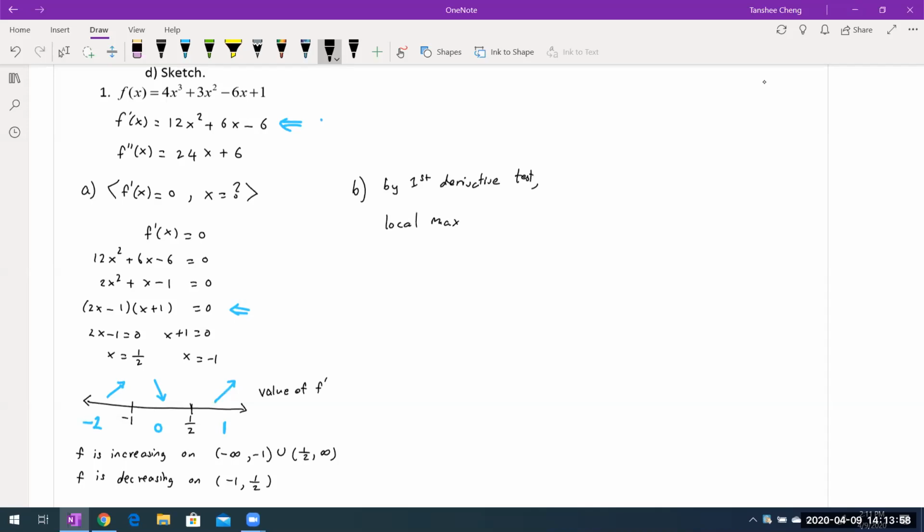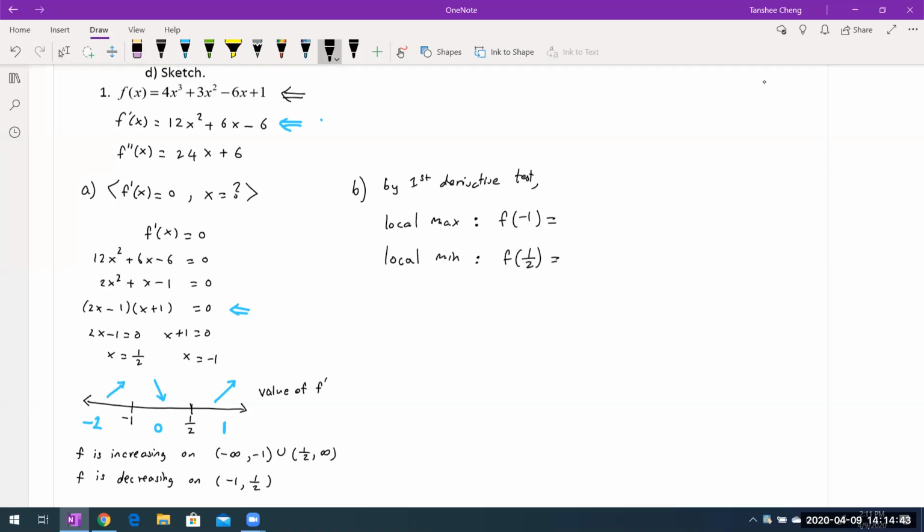we have a local maximum at -1, and we have a local minimum at 1/2. And the question is asking you what the local maximum and local minimum values of the function are. It's not asking you where. So therefore, I need to evaluate to get the function value, meaning I need to plug this -1 into the original function, because local maximums and local minimums happen at the highest peak and the lowest peak of the original function. So you need to find the function value on the original function.